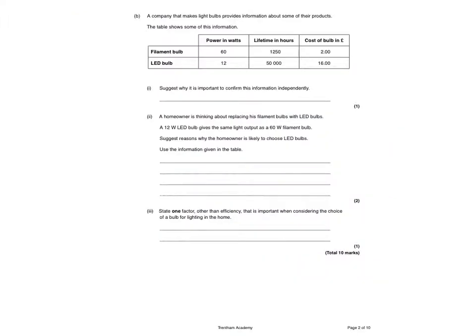Okay, we're on to the data question here. We've got the filament bulb, and we've got its power, lifetime and cost, and we're comparing it with the LED's power, lifetime and cost. And it says that this company gets some research. Why is it important to confirm that information independently? Why is it important to find out if this has been done by an independent source, another scientist that isn't related to the company, essentially? And that's because the company would be biased. Just note the spelling, please.